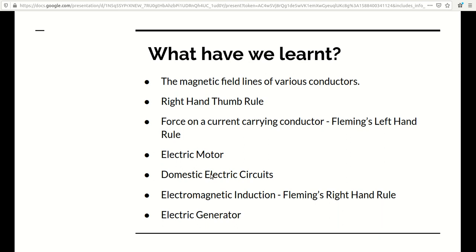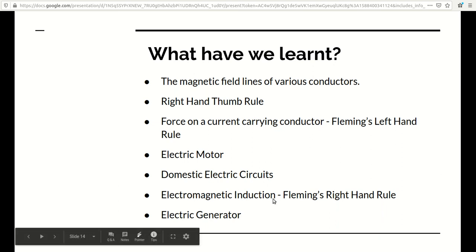We looked at domestic electric circuits, how in India the potential difference is 220 volts between the red and the black wire. The black wire is neutral or negative, the red wire is live or positive, and the green wire is earth. We also learned electromagnetic induction, which gave us Fleming's right hand rule, and we also learned how the electric generator works.